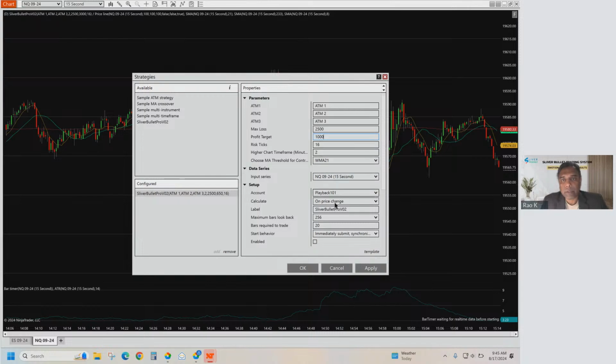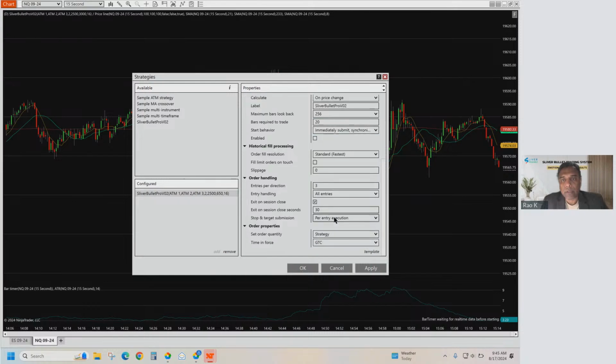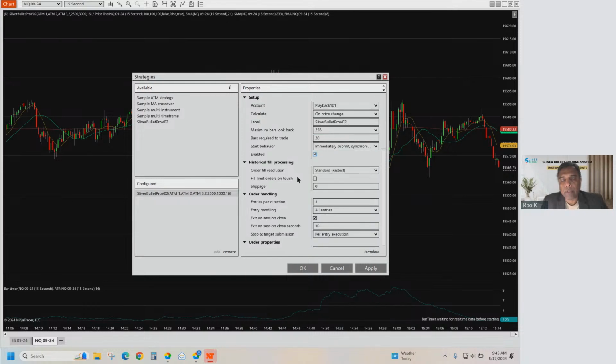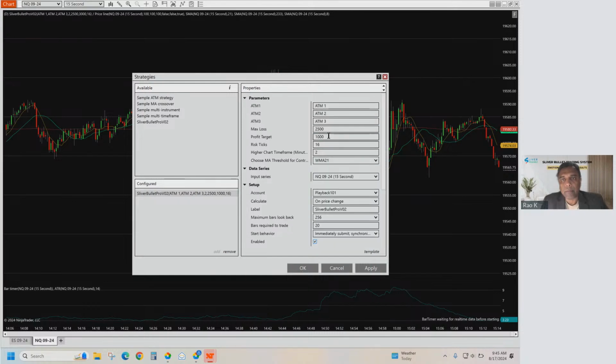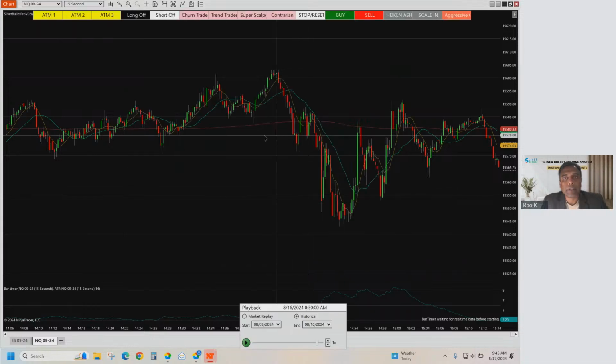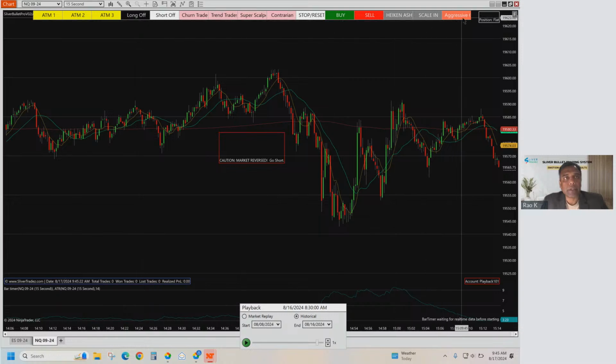Now, I will not touch anything else. I will just enable the software. And today, we'll see if we can achieve $1,000 using the software. So this is a nice minimalistic user interface of the software. There are different ATM buttons. These are the 3 buttons using which you can select the number of contracts you want to trade.